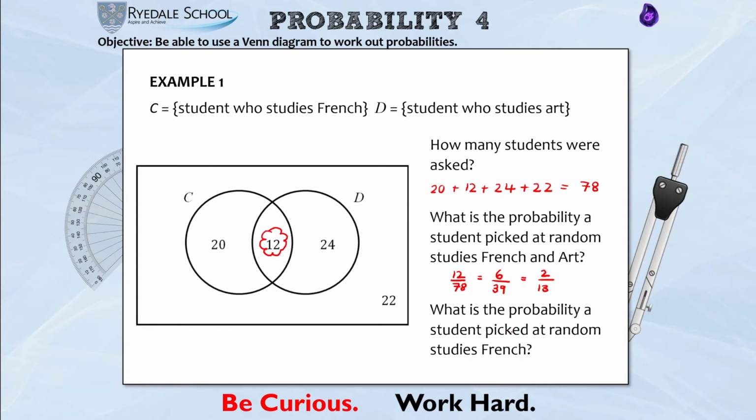What is the probability a student picked at random studies French? C is our circle for students that studied French. Don't immediately say it's 20, because the whole circle represents the students that study French. So it's actually the 20 and the 12. So it is 32 out of 78, and that again cancels to 16 out of 39.